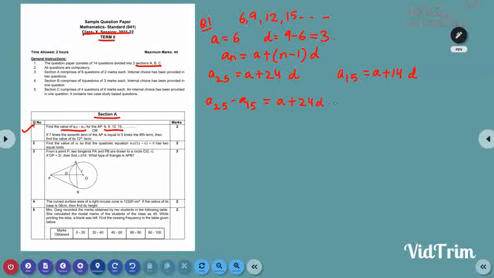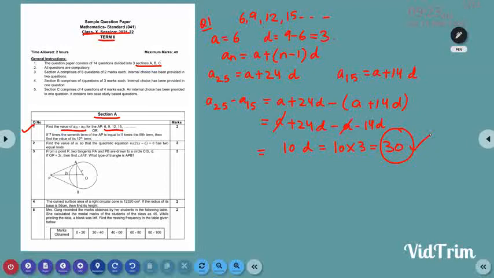This will be equal to A plus 24D, and on opening the bracket the signs will be changed because there is a minus sign outside the bracket. So this will be A plus 24D minus A minus 14D. This A and A will be cancelled out and we are left with 24D minus 14D, which is 10D. So this will be 10 into the value of D, which is 3. So 10 into 3 will be equal to 30. So the value of A25 minus A15 comes out to be equal to 30.